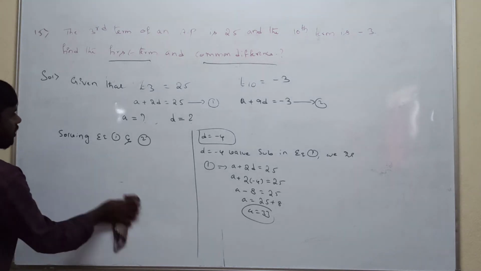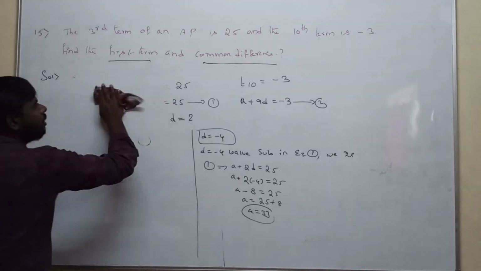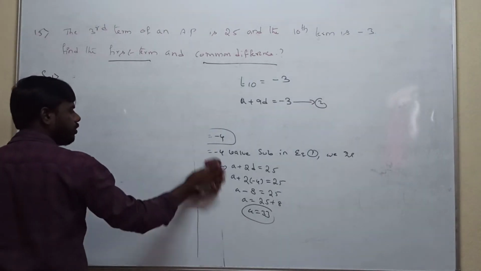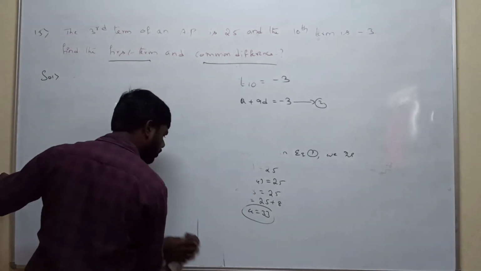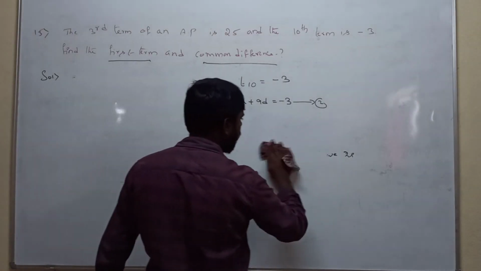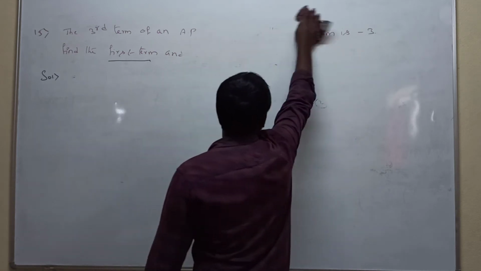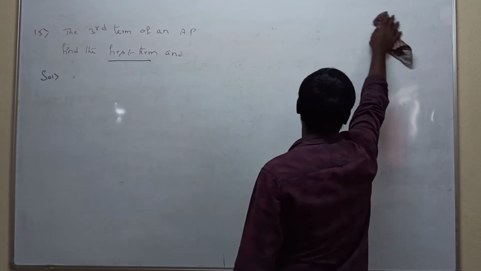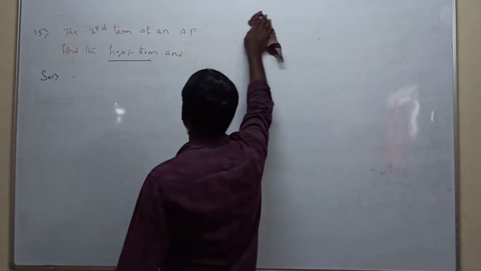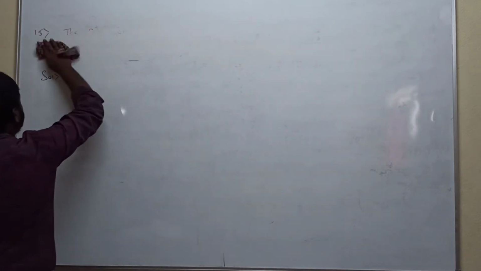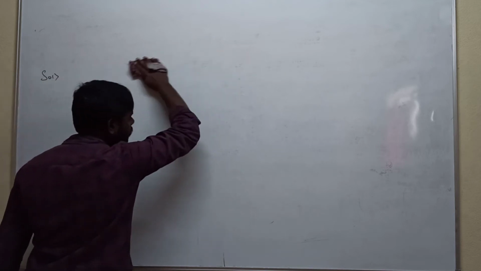Very simple. They are given the third term and the 10th term, so we can solve both equations. Finally, we get the first term and the common difference value. Whenever we understand the question, we can easily solve it and easily write the solution. Okay? The next, 16th question.